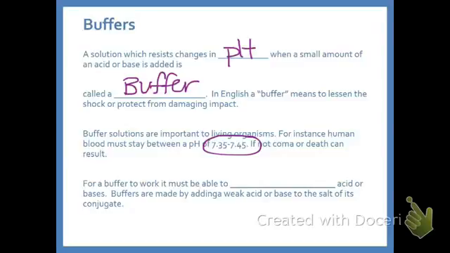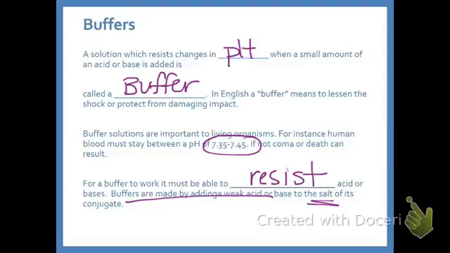But for a buffer to work, it must be able to resist acids and bases, so it resists the changes that they would cause in the pH. They're made by adding a weak acid or base to the salt of its conjugate. So it's weak acids and weak bases that form buffers, not strong acids and strong bases, because we'll learn in a second that a strong acid and a strong base is a complete neutralization. So for a test, you just need to know that a buffer resists a change in pH, and it's formed by a weak acid or a weak base and its salt. That's the important part.